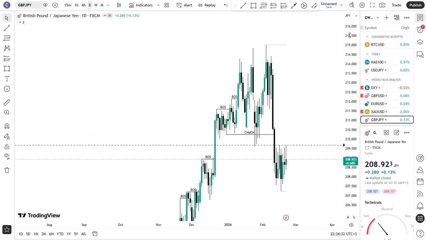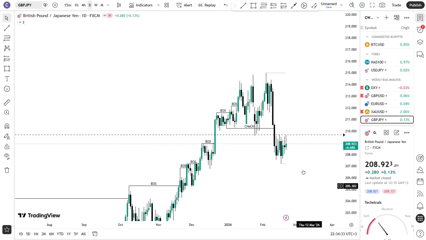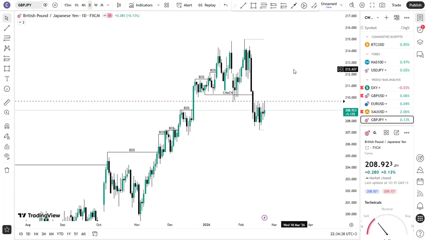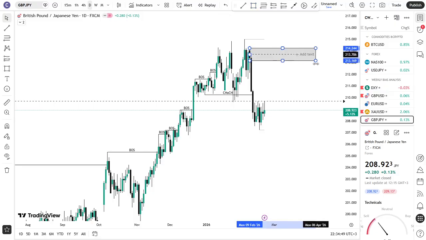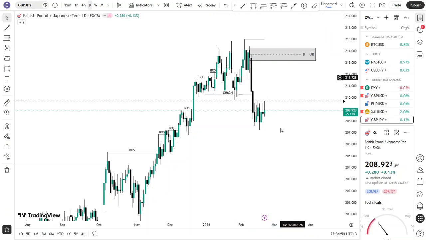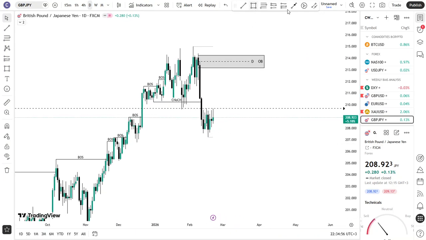Anyway, I'll just analyze it the way it is. So we were bullish overall, but again we had this change of character here, okay? And we have this order block. This is on the daily time frame. So we are anticipating price to come to this level, and we also have this FVG around here.